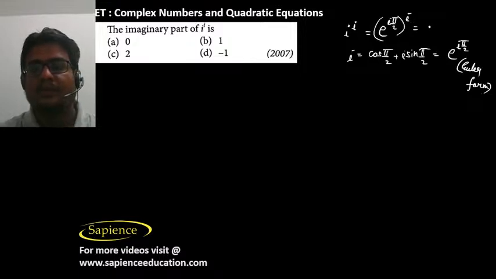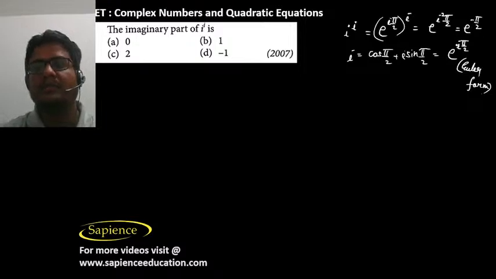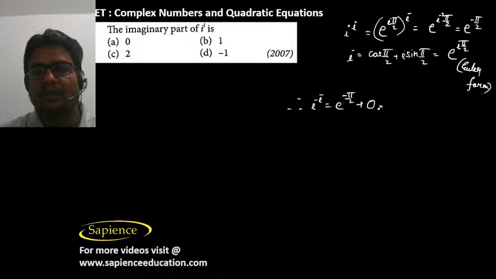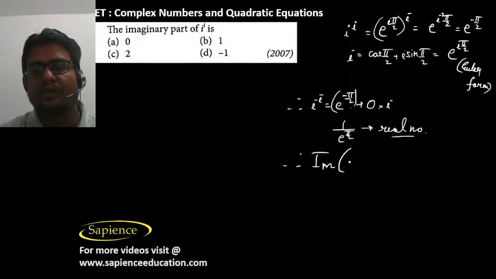So this can be written as e power i square pi by 2. Since i square is minus 1, this is e power minus pi by 2, which is a real number. So therefore i power i is equal to e power minus pi by 2 plus 0 into i. Why? Since e power minus pi by 2 is 1 by e power pi by 2, which is a real number. So therefore the imaginary part of i power i is 0. So option A is the correct answer.